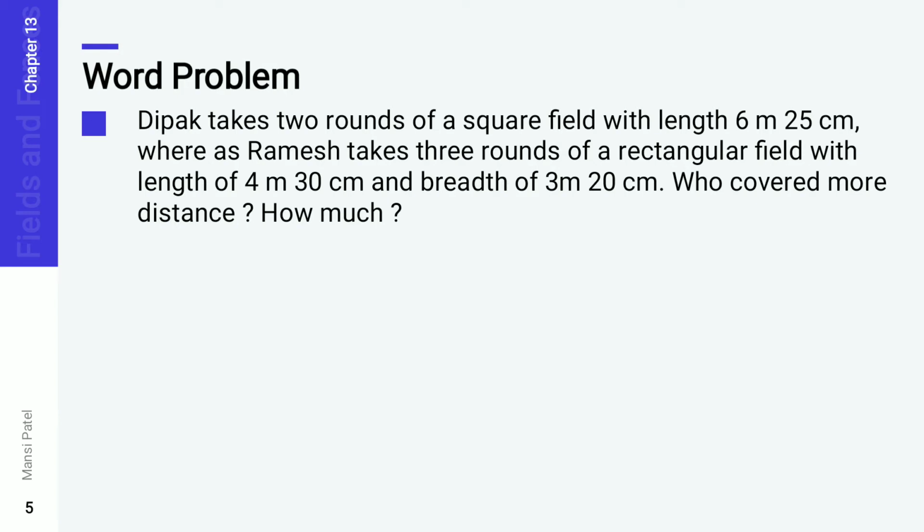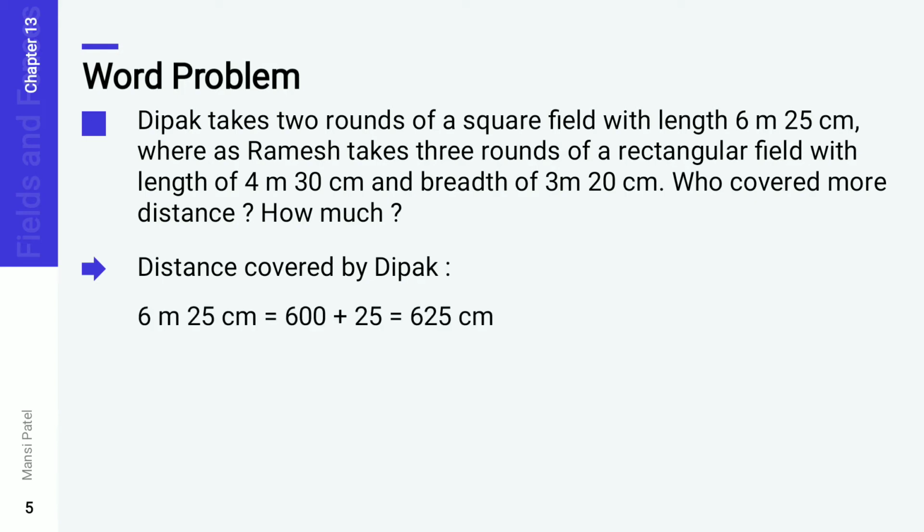So let us start our sum with the distance covered by Deepak. Now Deepak takes 2 rounds in which field? Square field. So first of all we have to find out the perimeter of the square. But before that, in this question they were given the length, or we can say the side, in meter and centimeter. So we have to convert this meter and centimeter into centimeter only.